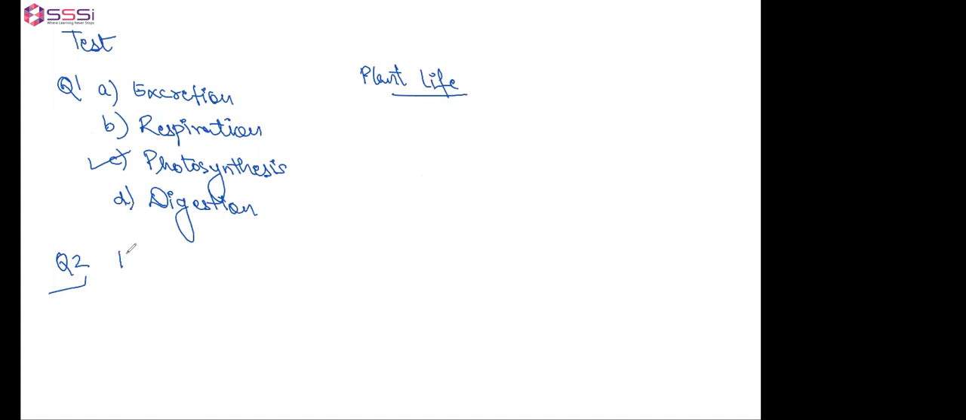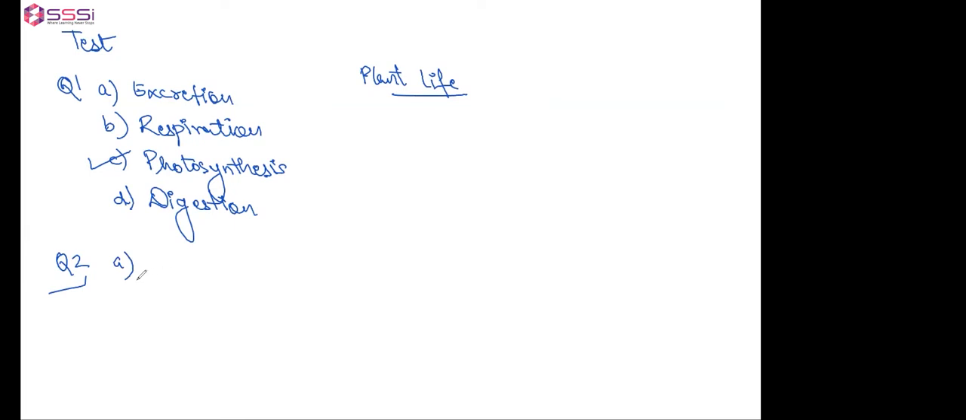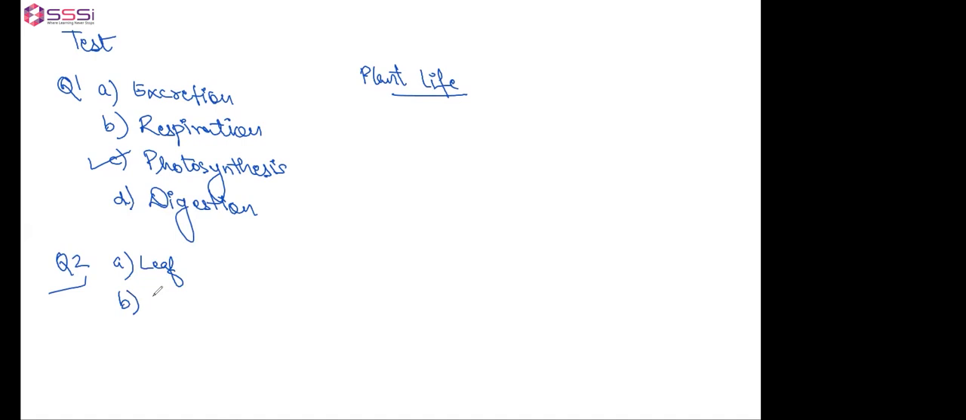So the second question is, kitchen of plant refers to which part of the plant? Ma'am, it's leaves, ma'am. So before hearing the options, you said leaves? Yes, ma'am, because I learned it in first standard in my school. Okay. The four options were leaf, stem, root, and D is plant.